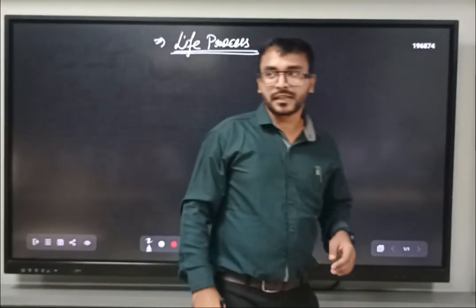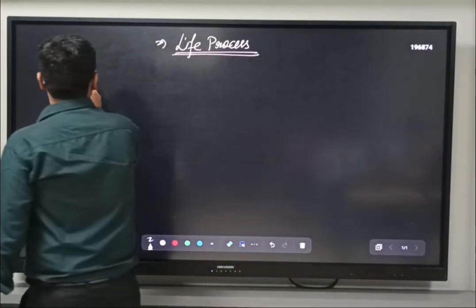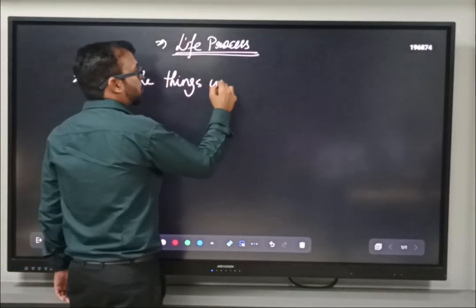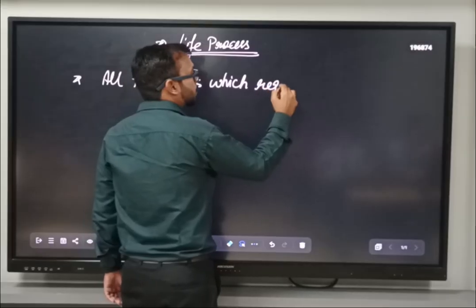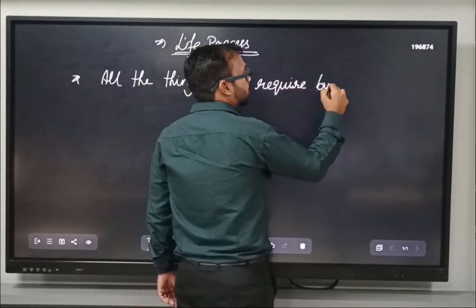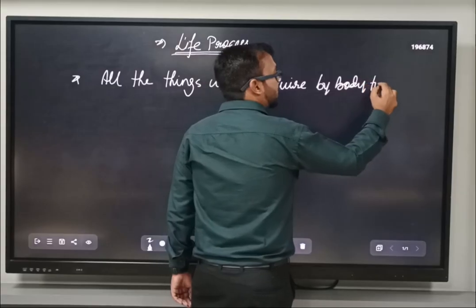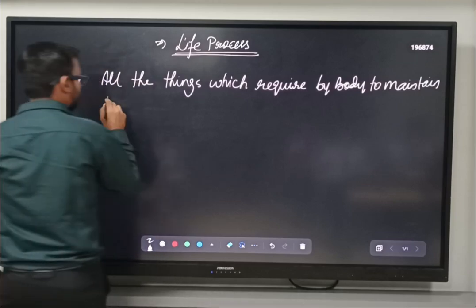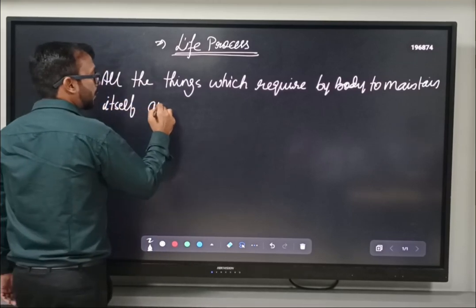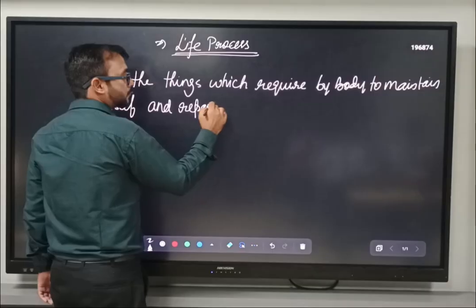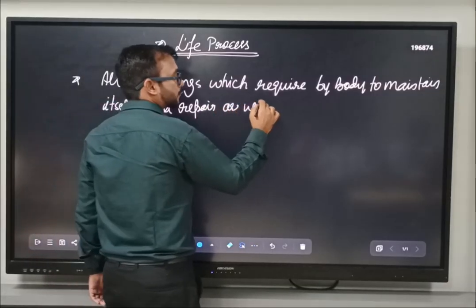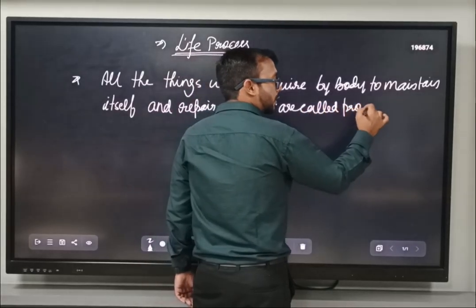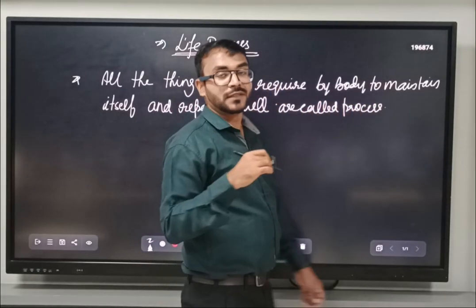Firstly, we have to understand what a life process is. All the things which require my body to maintain itself and repair as well are called life processes. This is a simple definition of a life process, on which we have to be focused.